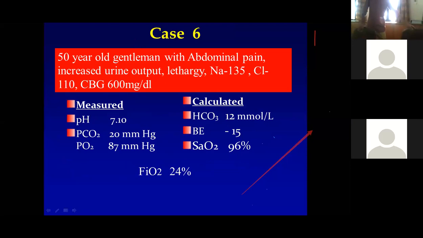The last one, a 50-year-old gentleman with pain abdomen, increased urine output, lethargy. Sodium is 135, chloride is 110, blood glucose level is 600, and the ABG shows pH of 7.1, bicarb is 12, and carbon dioxide is 20.